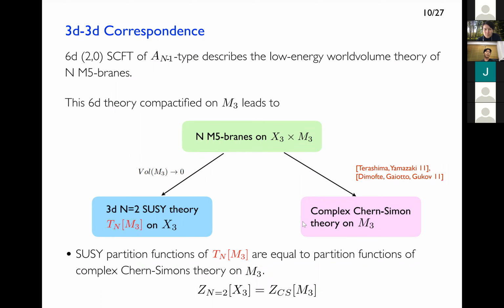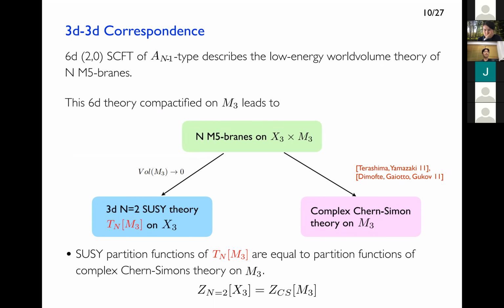Okay, let's now switch the topic to 3D correspondence. Let's consider the 6-dimensional (2,0) superconformal field theory of A_{N-1} type that describes the low energy theory on the worldvolume of M5-branes. We'll compactify this theory on a 3-dimensional manifold M3 while preserving N=2 supersymmetry in the remaining 3 dimensions.